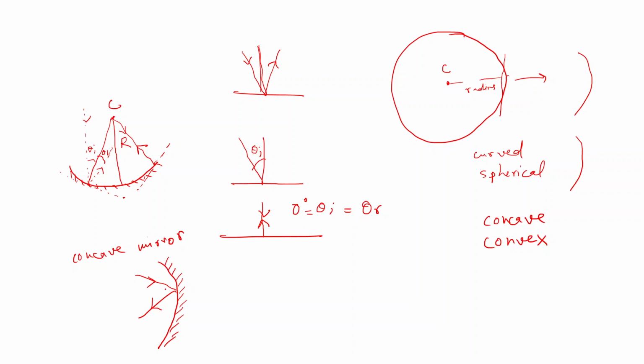If the inside part is reflecting and the outside part is the polished one, then this type of mirror is called a concave mirror. Whereas if, taking the same piece of glass, this time I polish the inside part so that the outside part becomes reflecting, then this type of mirror is called a convex mirror. So these are the two types of curved mirrors.